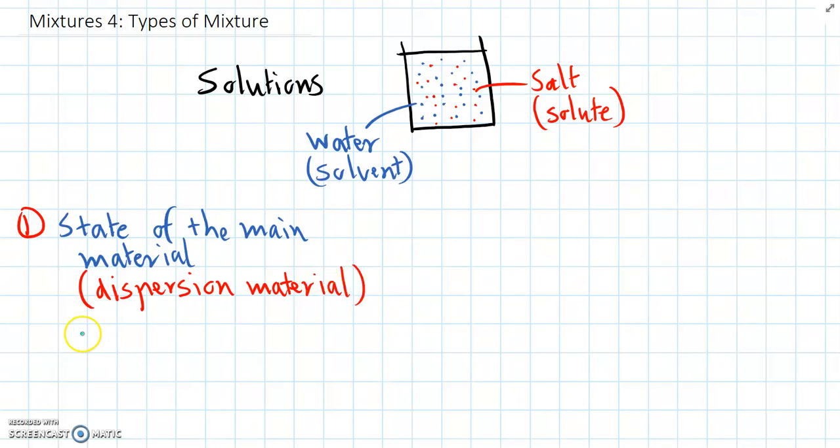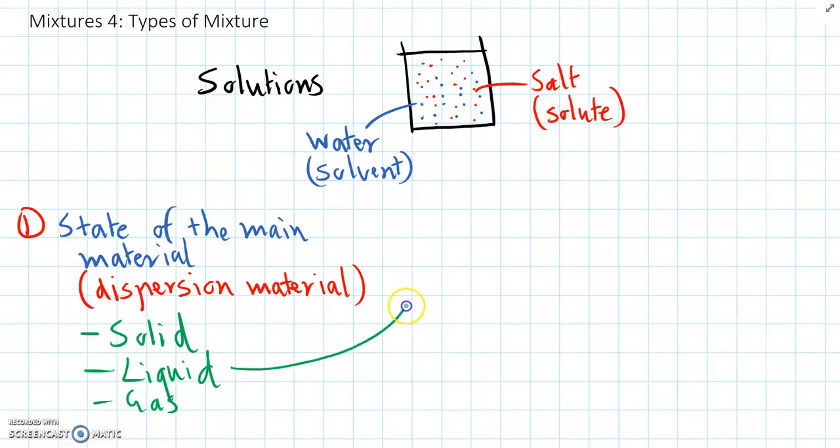So the first question we ask is, is this dispersion material a solid, a liquid, or a gas? In our salt water example before, the dispersion material, or the solvent, was a liquid. But we can have solid and gases as the main material in a mixture as well.